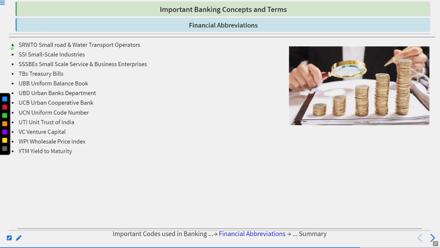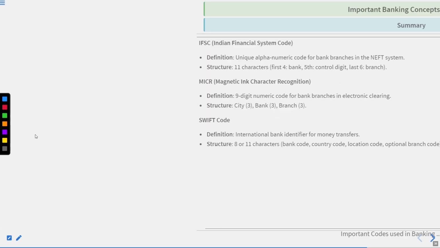Then SR Small Rates, SSI Small Scale Industries, SSBEs Small Scale Service and Business Enterprises, TB Treasury Bills, UBB Uniform Balance Book, UBD Urban Banks Department, UCB Urban Cooperative Bank, UCN Uniform Code Number, UTI Unit Trust of India, VC Venture Capital, WPI Wholesale Price Index, YTM Yield to Maturity.